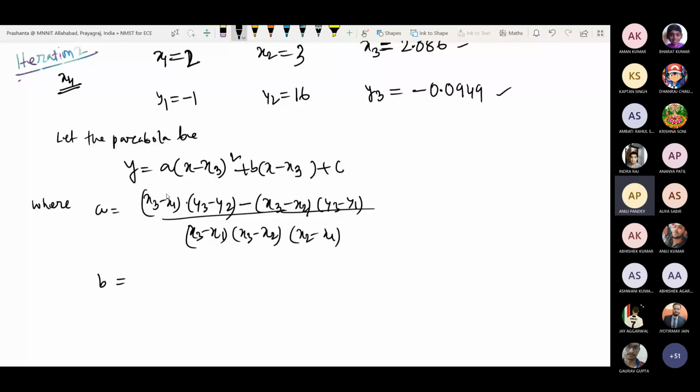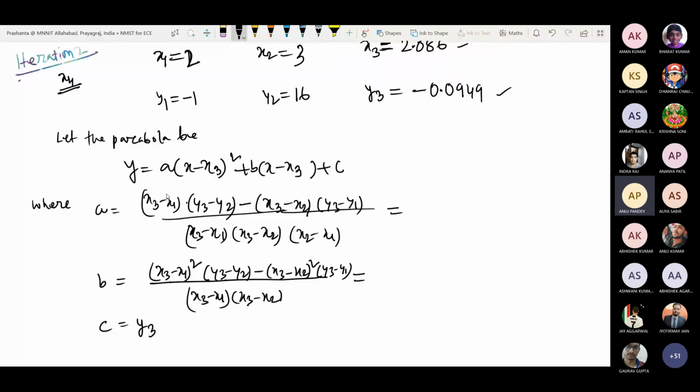Similarly, b will be very similar to a, with two squares there. And c will be y3. So now substitute the values and find out what are a, b and c. Let me write down the proper formula for b. It will be (x3 minus x1) square, (y3 minus y2) minus (x3 minus x2) square, (y3 minus y1). The denominator will be (x3 minus x1), (x3 minus x2), (x2 minus x1).